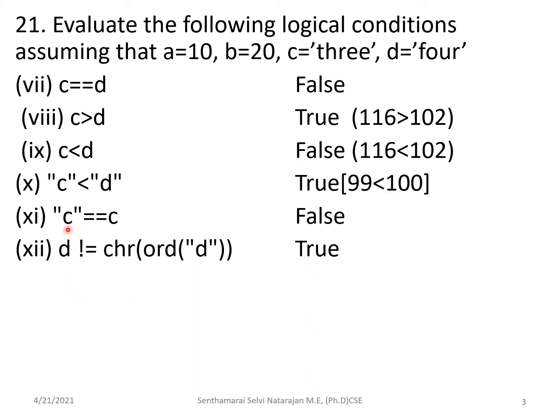Here, going through this, the character C, which is equivalent to this C3, so that is the false condition. And again, getting into this D not equivalent to character of ordinal of D.